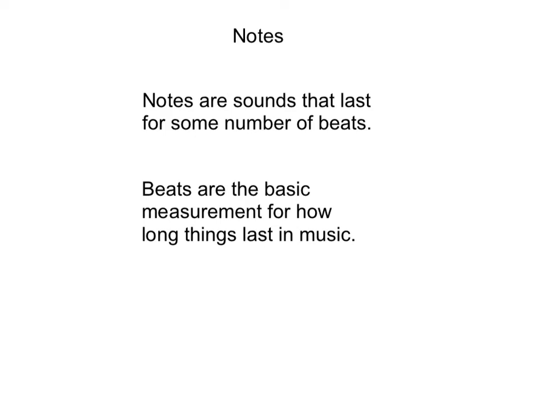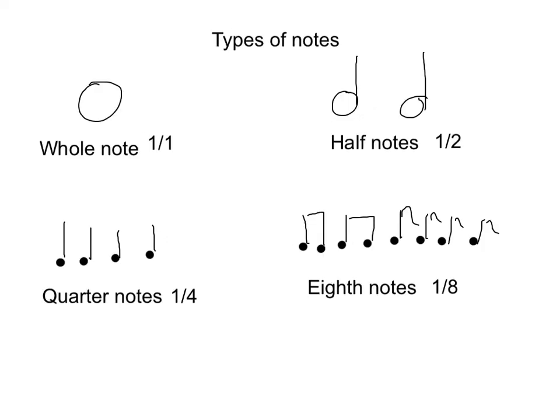Now, these notes are sounds that last for some number of beats. They can be half a beat, a whole beat, 2 beats, 4 beats, whatever. And beats are the basic measurement for how long things last in music. So here we have the four most basic types of note. We have the whole note, half notes, quarter notes, and eighth notes.